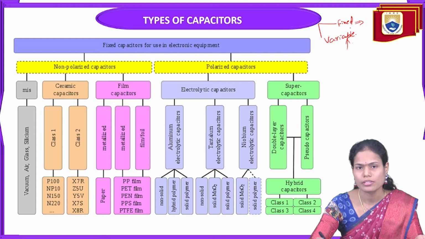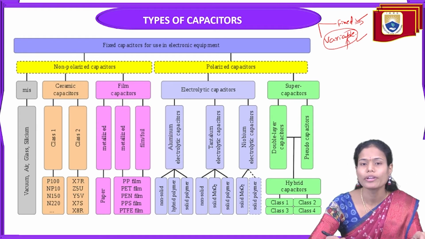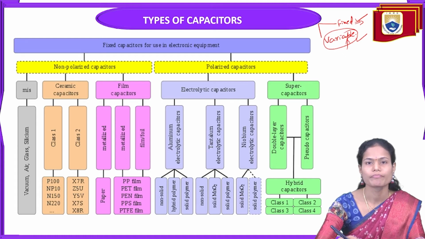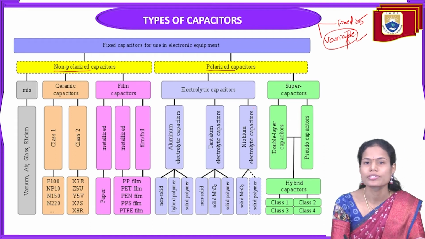In most cases, for any practical applications, we will utilize fixed capacitors, not variable capacitors. Variable capacitors are not preferred compared to fixed capacitors. So that's why I'm going to discuss only the fixed capacitors. These fixed capacitors are what we utilize in electronic circuit designs or electronic equipment. Fixed capacitors are of two types: non-polarized capacitors as well as polarized capacitors.